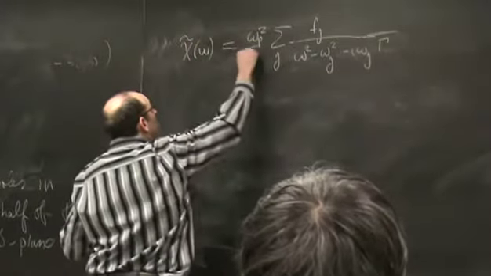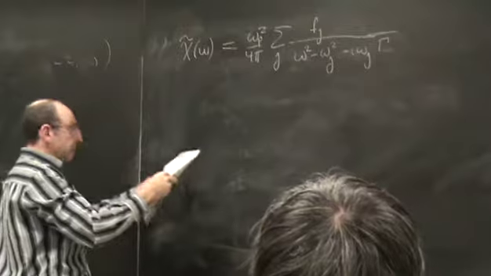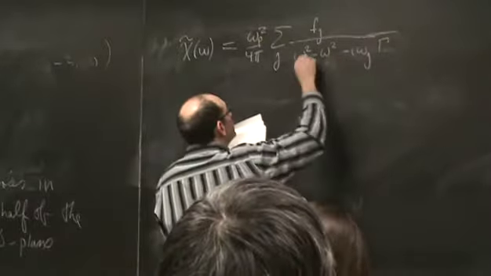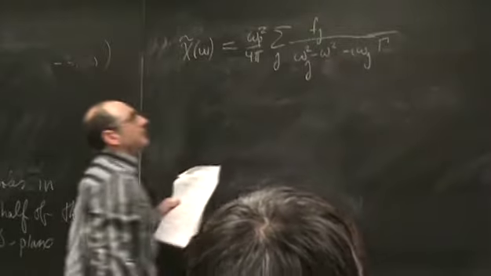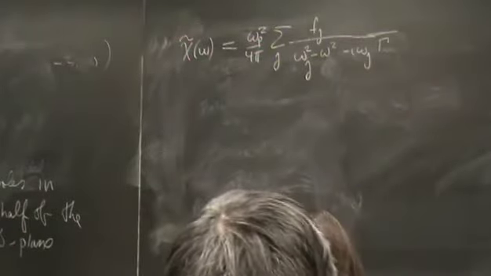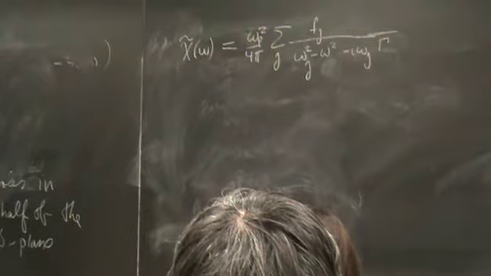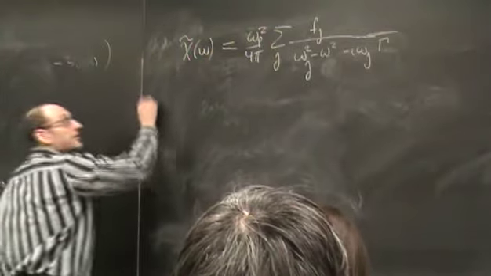This is over 4 pi, but it doesn't matter. It's just the overall constant out front. And I did get this backwards. Okay, first question. Where are the poles of this function?